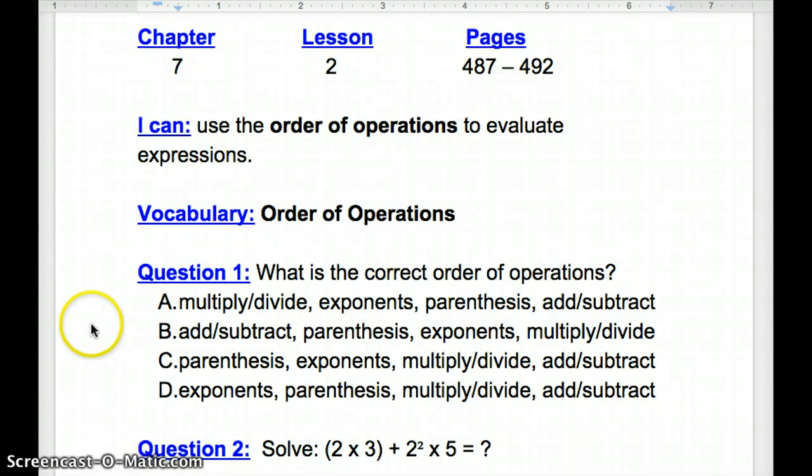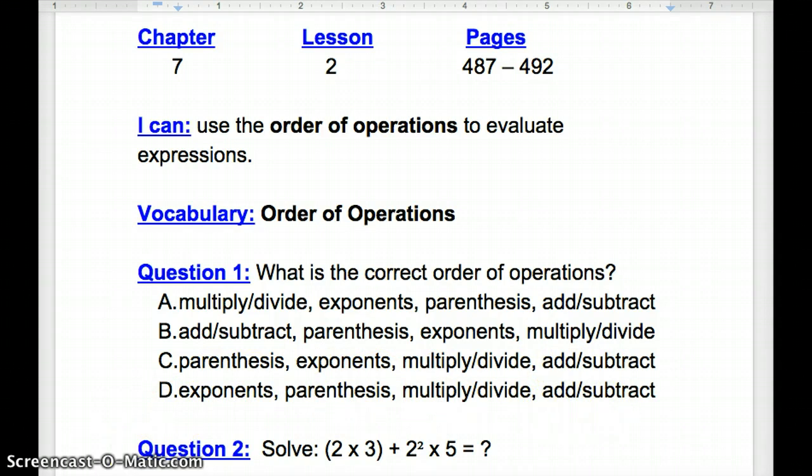And these are your options. Option A says that you multiply or divide first, then you do the exponents, then you do the parentheses, then you add or subtract. Option B says add or subtract first, parentheses, exponents, then multiply or divide. Option C, parentheses, exponents, multiply or divide, then add or subtract. And option D, exponents, then parentheses, then multiply or divide, then add or subtract.